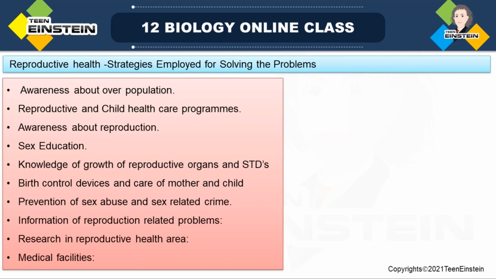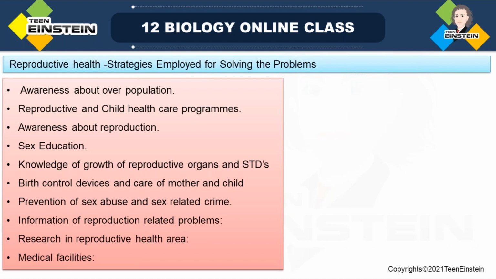So mainly in our country, the major problem is overpopulation, right? This overpopulation has a direct connection with reproductive health, no doubt in that. And to solve this problem, some plans and programs were started, and among these, one program is the family planning program. It was initiated in 1951-52. In that period, that family planning program was initiated.